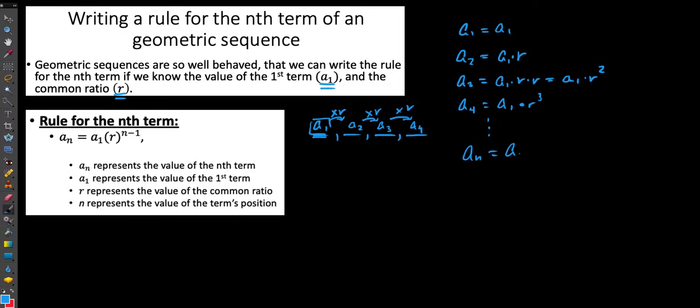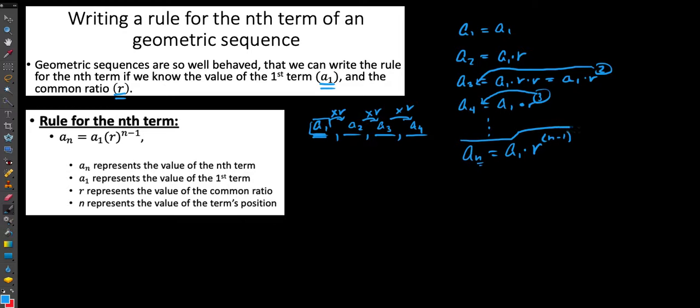In every possible instance, we're always starting with the value of our first term, and we're multiplying by r, but you'll notice that the number of times we multiply by r is always one less than the position we're in. The reason, just to remind ourselves, is that in this fourth term instance, we go from the first to the fourth term, but we only have to multiply by r 3 times to hop across these gaps. So in general, we're always going to multiply a1 by r one fewer times than the position it's in.